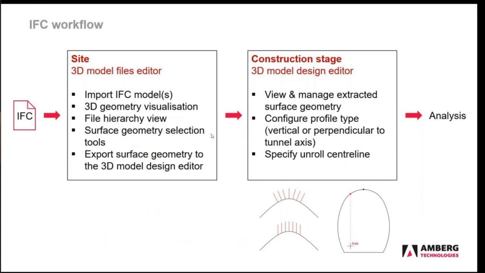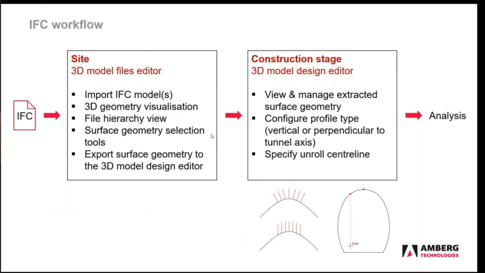On the site level, we have what we call the 3D model files editor. And at the moment, it's like an IFC viewer. So you can import an IFC file, you can view the geometry. So it's only the geometry that we're reading at the moment, not associated other BIM objects like parametric modeling and attribute information and so on. At the moment, it's just the 3D geometry that we're interested in.